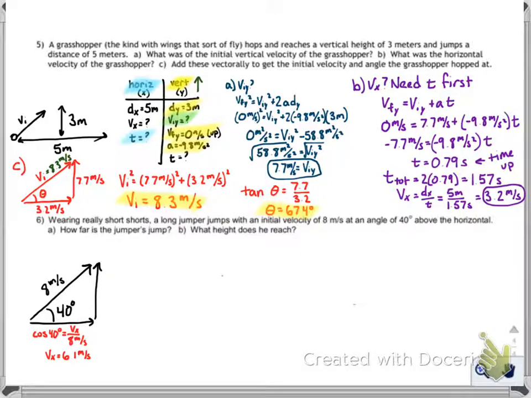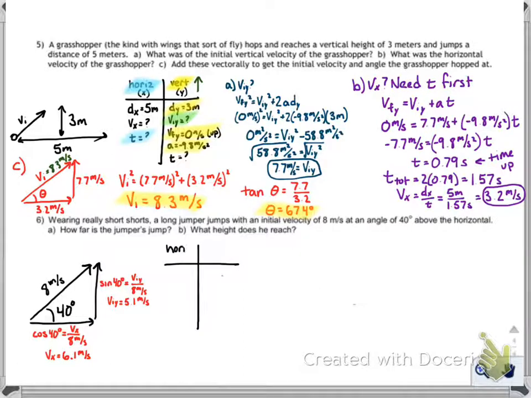So here I found this leg here, the distance in x, and I know that that's the cosine of 40 times my hypotenuse, or the way I've set it up is the cosine of 40 is equal to Vx over 8 meters per second. I solve for the velocity in x, and I get 6.1 meters per second. I'm going to do the same thing for the vertical part. And in that case, it's sine of 40 degrees because we're looking at the opposite side of the angle instead of adjacent. And we get 5.1 meters per second there.